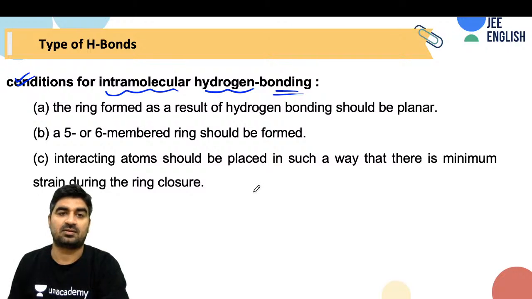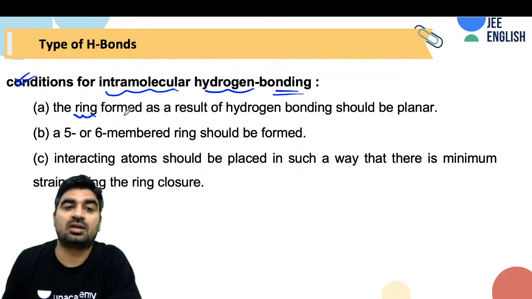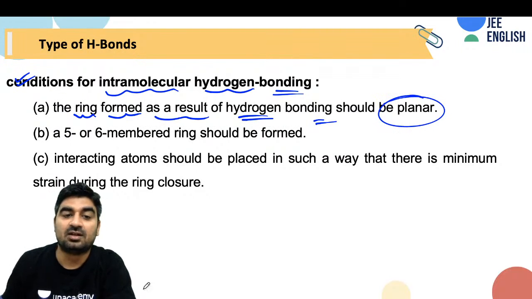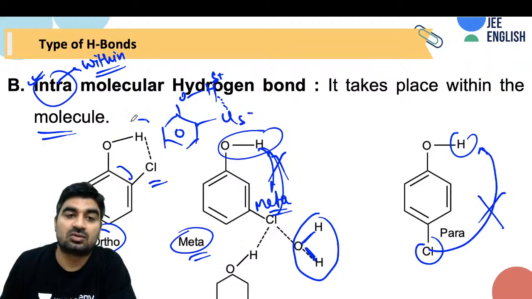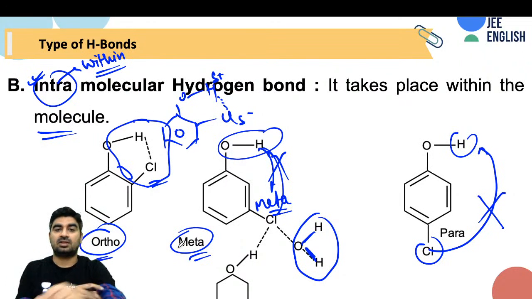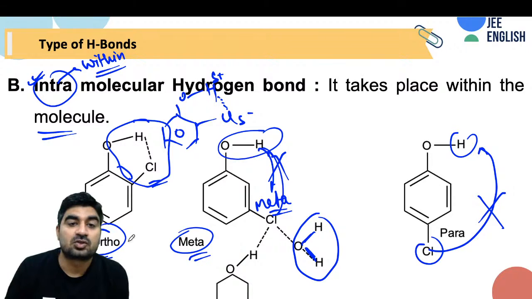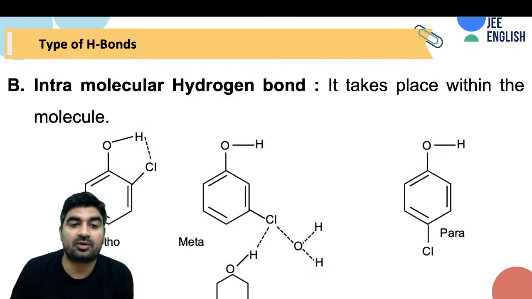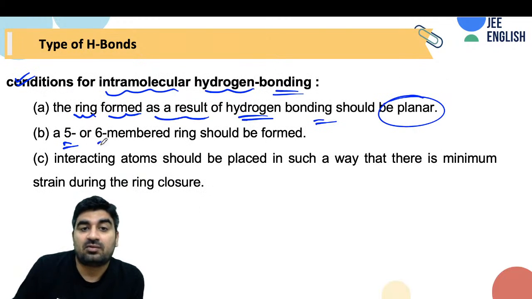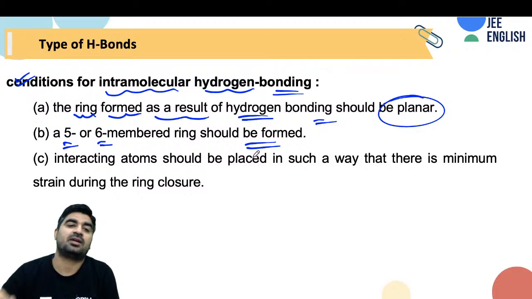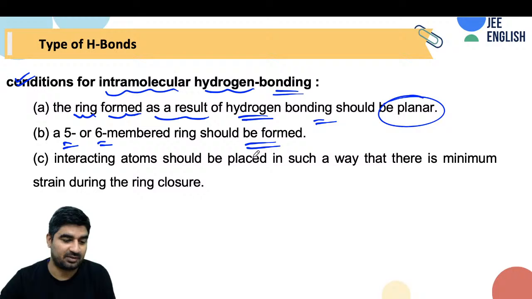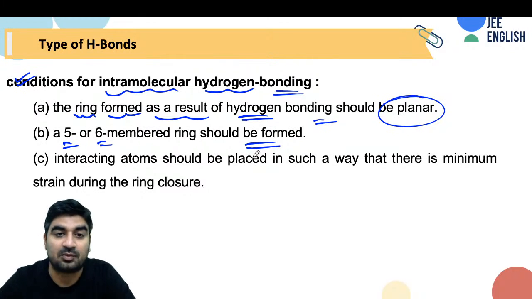So what are the conditions for intramolecular hydrogen bonding? First of all, the ring formed as a result of hydrogen bonding should be planar. So this ring that is being formed should be planar. Got it? Second point, a 5 or 6 member ring should be formed, because if the ring is less than 5 member, it will not be stable. Angle strain will be very high, so that ring will not be stable anymore.